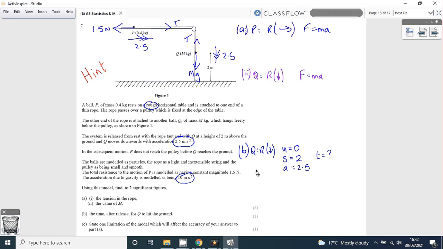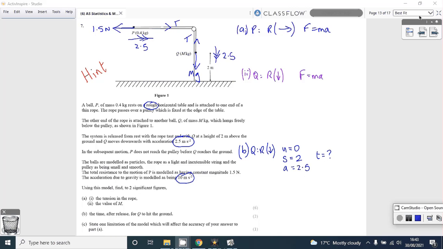Now for part B, the time after release for Q to hit the ground. Well, what do we know for Q? We know the acceleration, we know that u is 0, so the initial speed is 0. We know the distance we're traveling is 2 meters. We're told that the acceleration is 2.5. We need to work out the time, t. So use the appropriate suvat equation when you know u, s, and a, but you're trying to work out what t is.